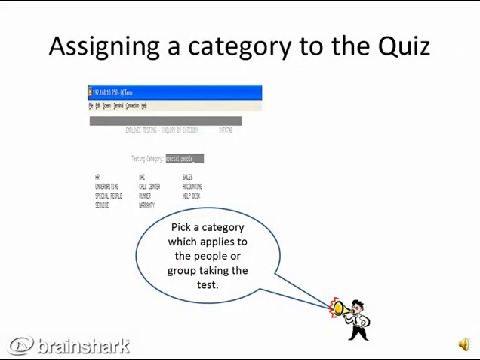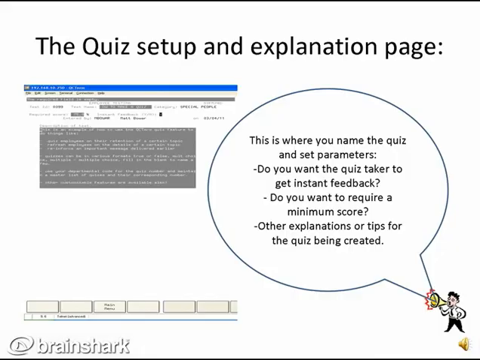You should assign a category to the quiz. Here we elected the category of Special People. The quiz setup and explanation page. Naming the quiz and setting some parameters such as, do you want the quiz takers to get instant feedback? That is, do you want them to see the answer immediately after they have submitted it? Do you want to require a minimum score? Any other explanations or tips for the quiz being created can also be listed out here.